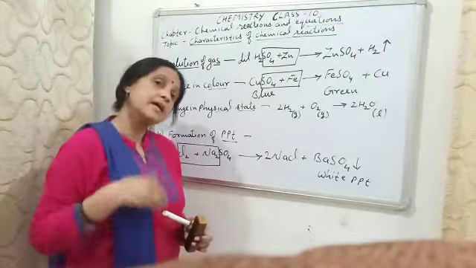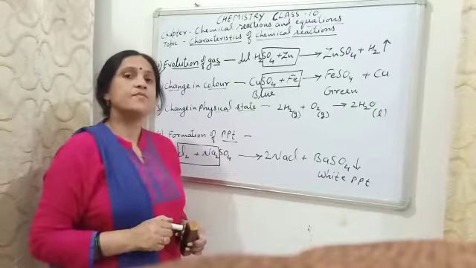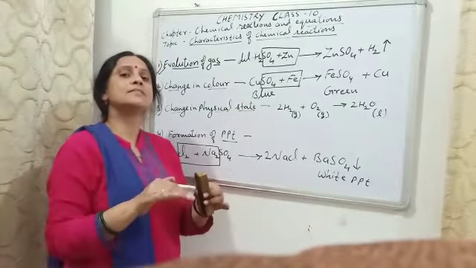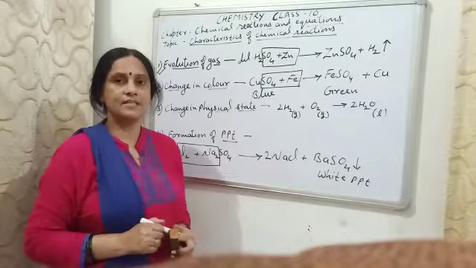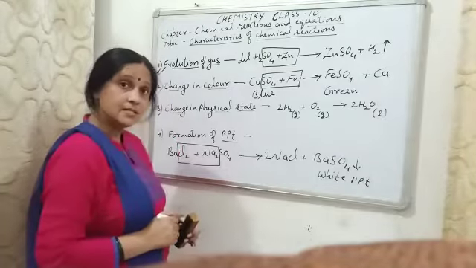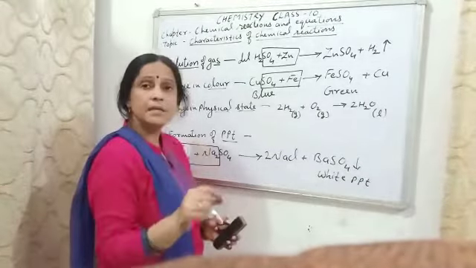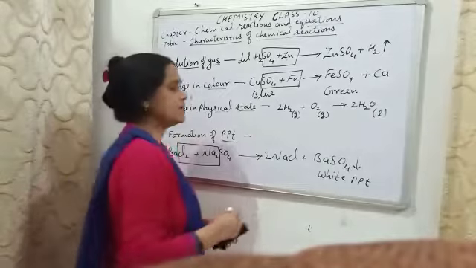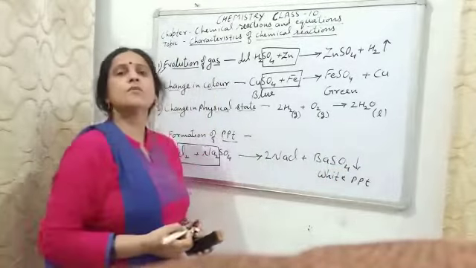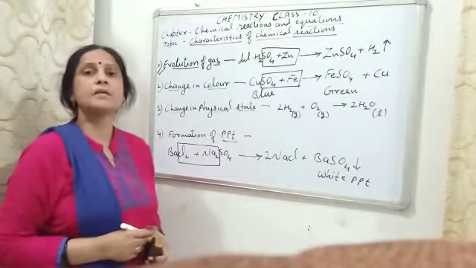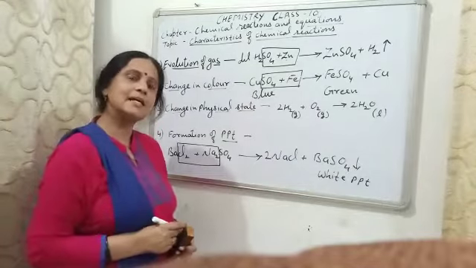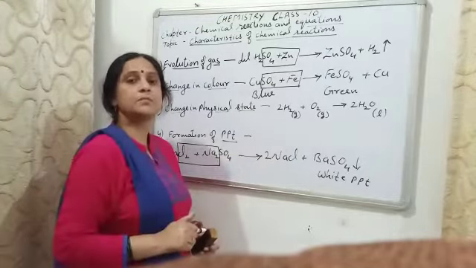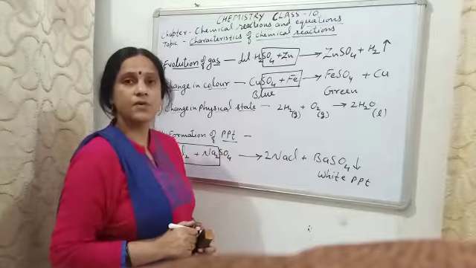If when we add two or more substances in a container, in a vessel, any colored PPT is formed, that is also an indication of a chemical reaction. We can say that the reaction is taking place because a PPT is formed.